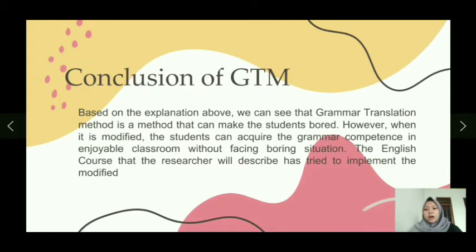And the conclusion of GTM is, based on the explanation above, we can see that the grammar translation method is a method that can make students bored. However, when it is modified, students can acquire grammar competence in an enjoyable classroom without facing a boring situation. The English course that the researcher will describe has tried to implement the modified method.